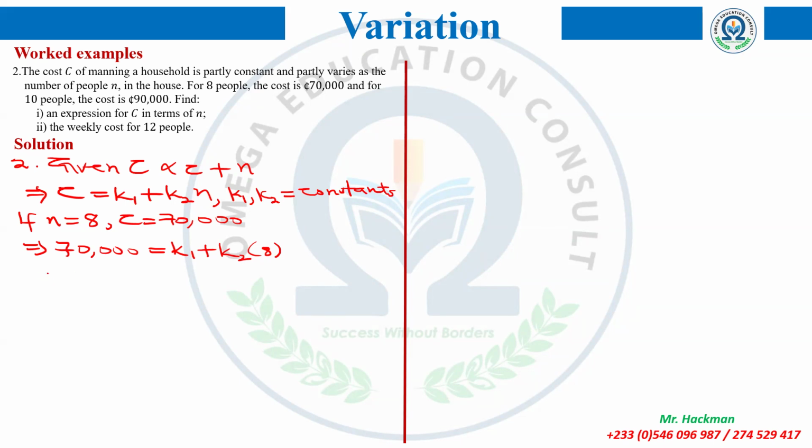So I want to write the variable terms here, but it doesn't really matter. Let's keep it here so that we know that we can equally do the same. What is important is to make sure your variables are on one side and your constants on the other side. So this will give me 70,000 is equal to k sub 1 plus 8 k sub 2. So this becomes my equation 1.